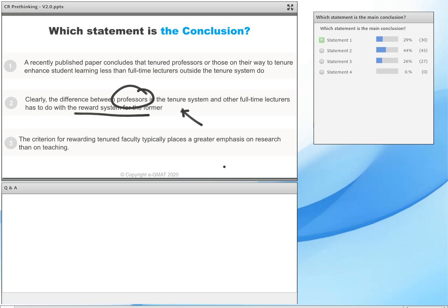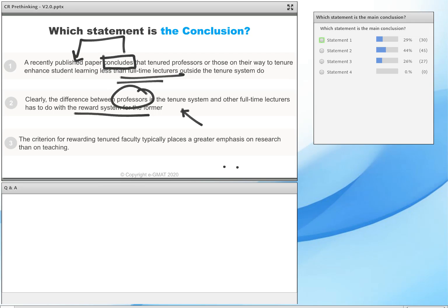Now, a lot of people think statement 1 is the main conclusion. Why? Because they see the word concludes. Now, remember, in an argument, the conclusion always belongs to the author. Here, this word concludes modifies the paper over here. So we're not worried about what the paper has said. What we're worried about is, okay, what do you get out of it? So in this case, this paper which was published concludes that tenured professors, or those on their way to tenure, enhance student learning less than this other group, which is full-time lecturers, do.